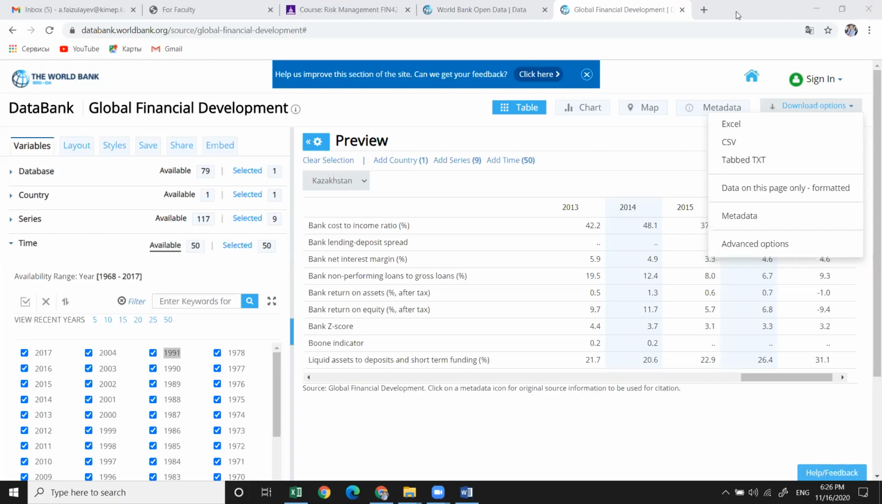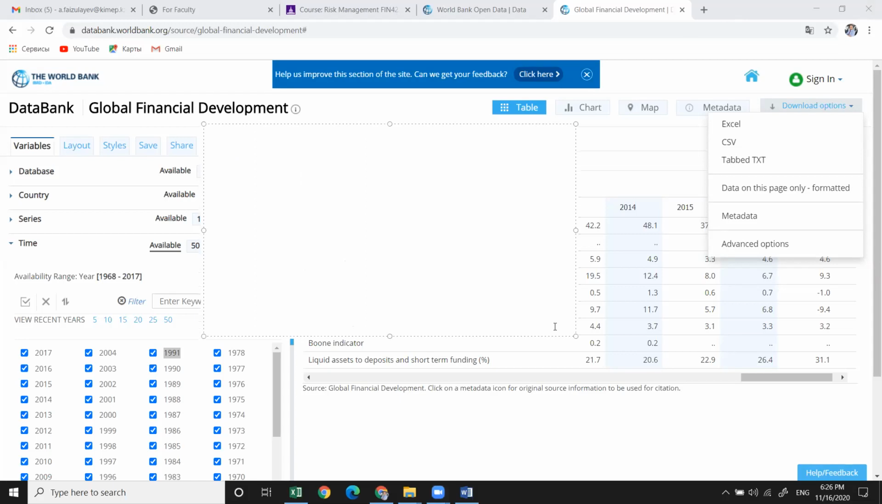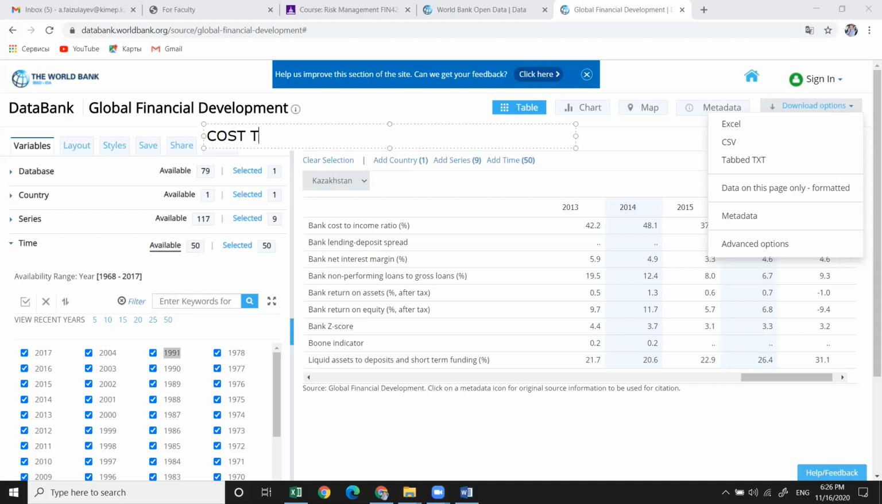Okay, what you need to do, please download cost to income ratio, BUN indicator, Z score, and the last one, net interest margin. Download the data and upload to the Moodle as activity 10. Do it now.